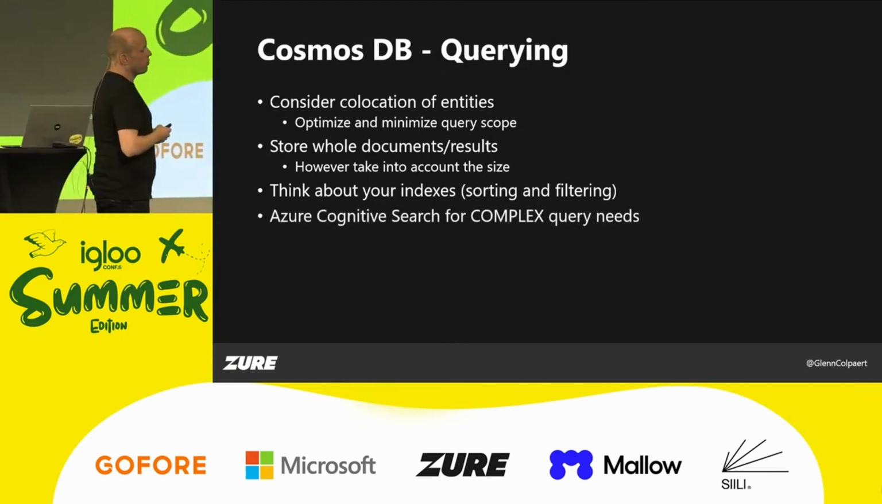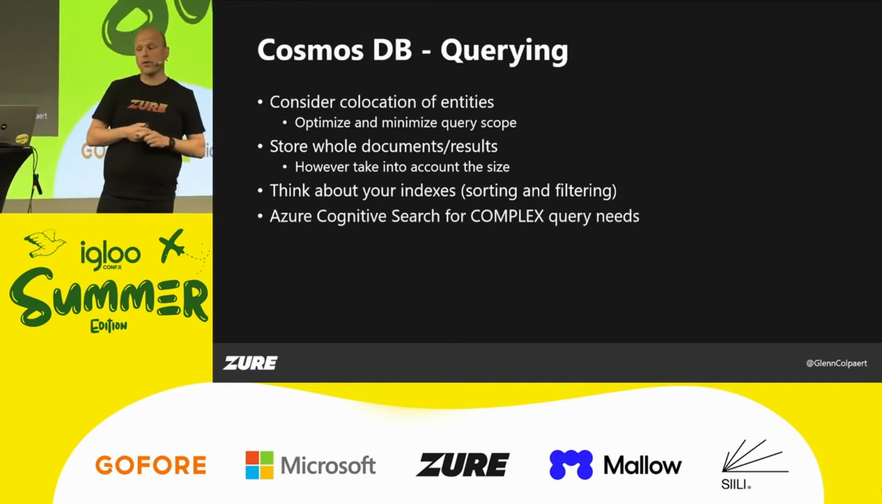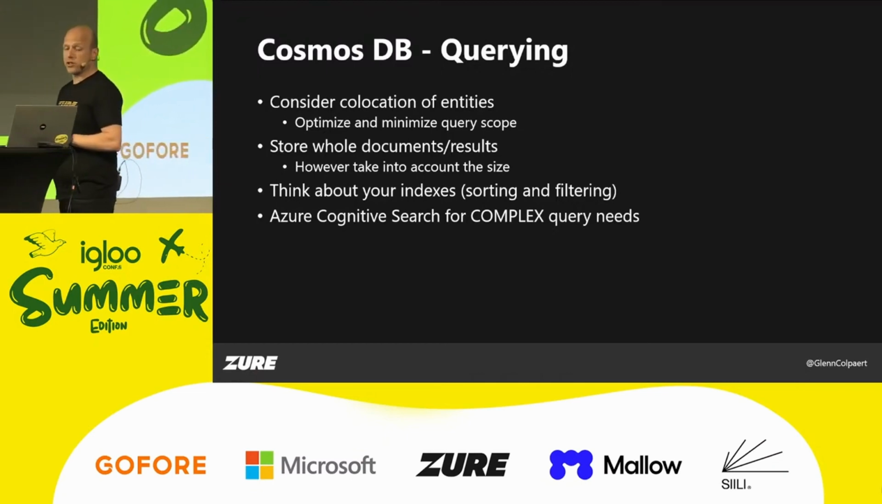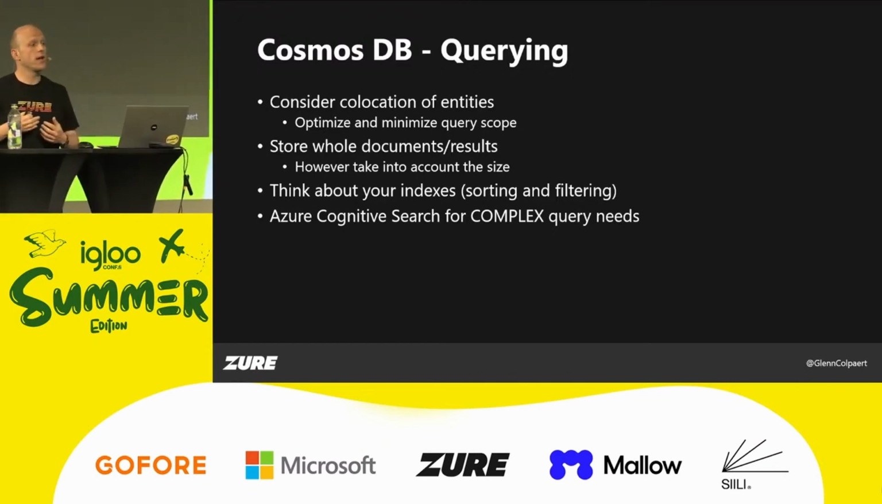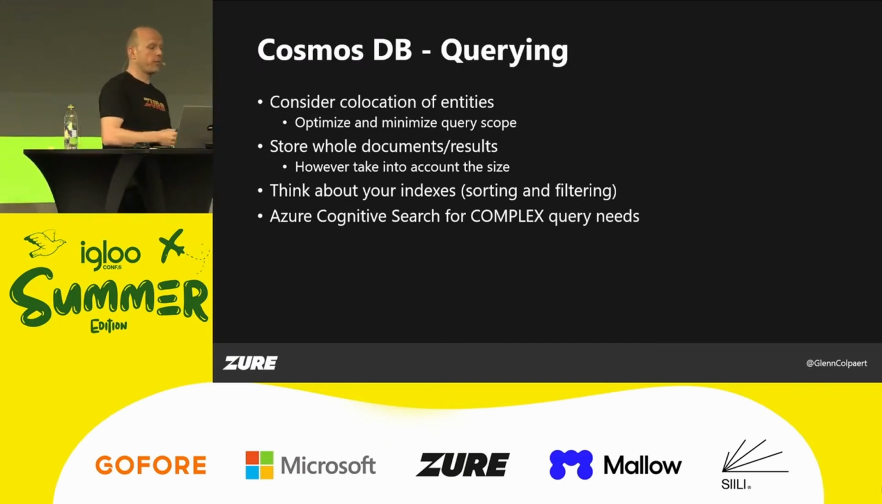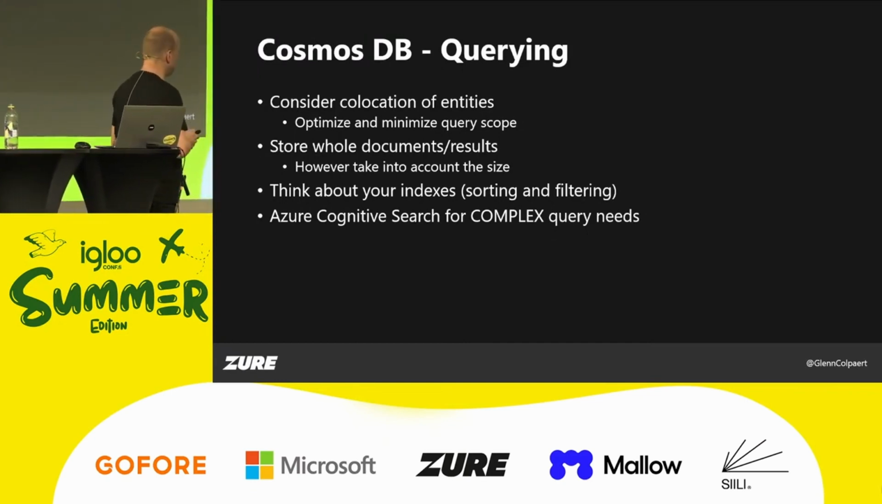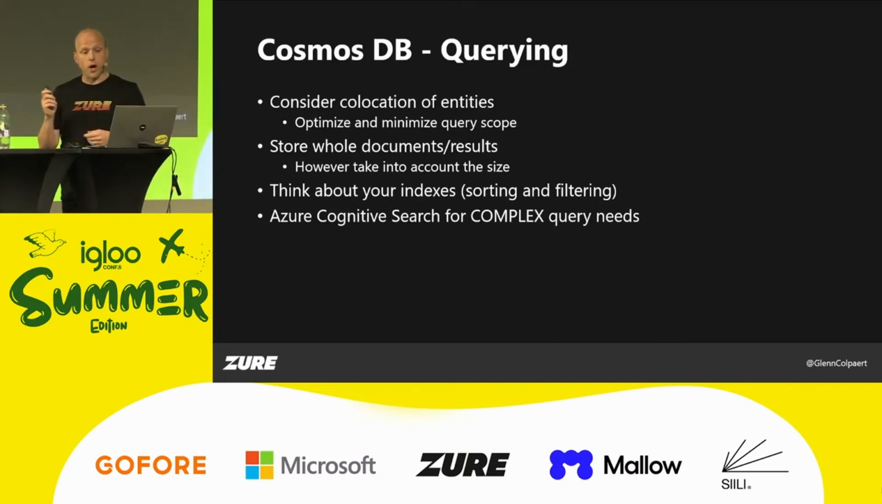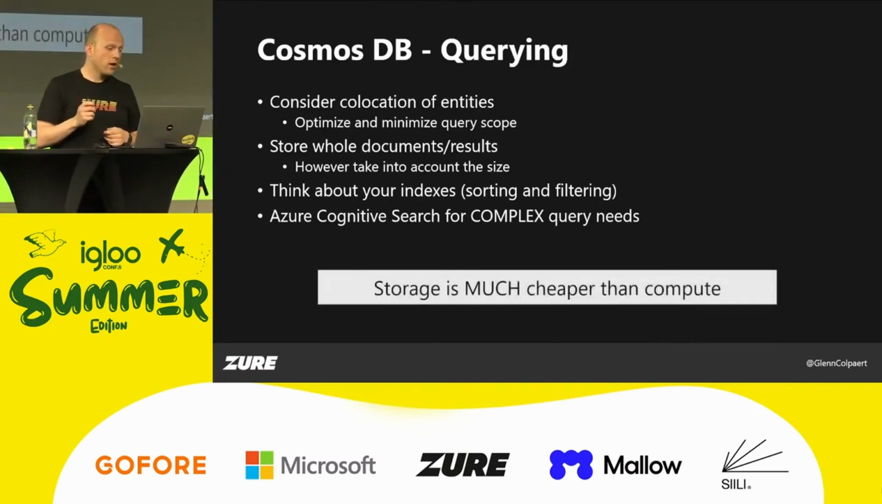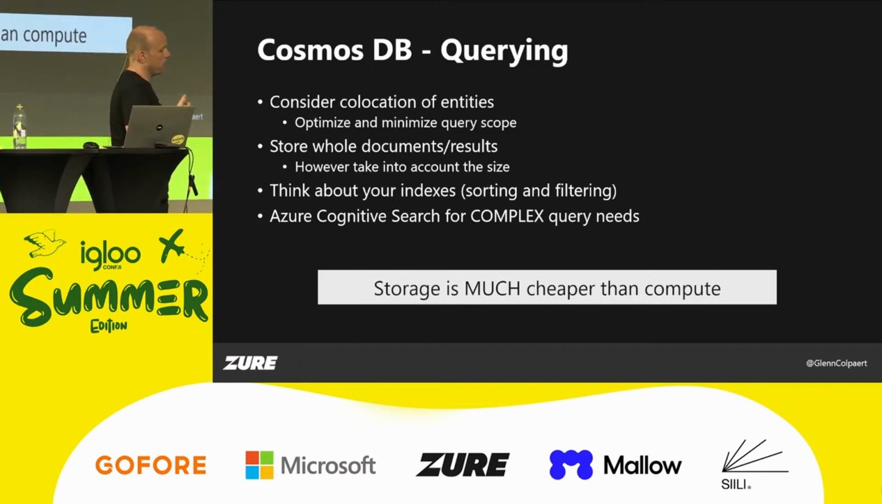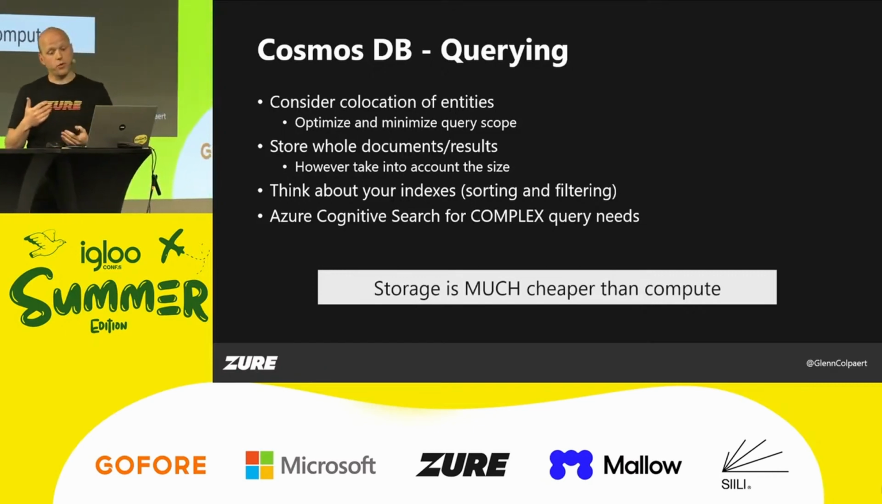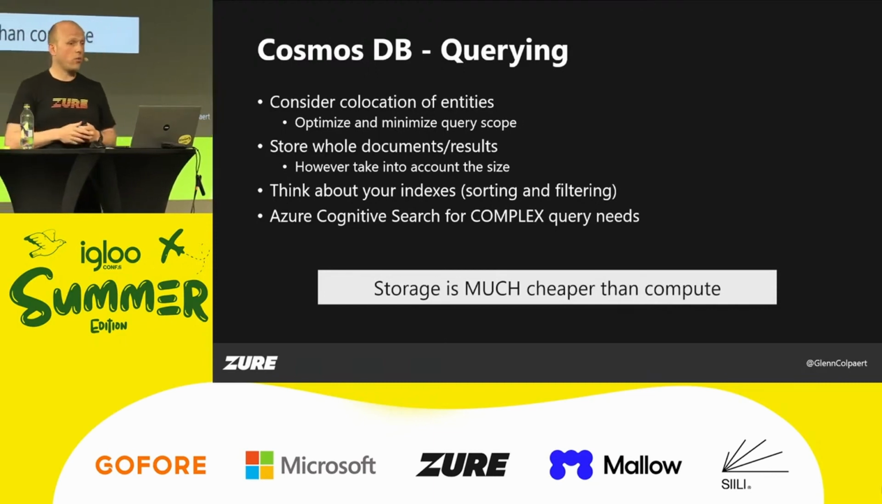If you need to run more complex queries, then Azure Cognitive Search comes into play. It's, again, allowing you to do that more semantic search on top of the data within CosmosDB. Important part here, again, as Mark mentioned yesterday, storage is much cheaper than compute. So don't be afraid to duplicate your data and optimize for reads and writes depending on what you need.